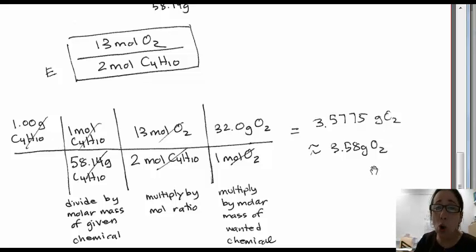So mass to mass will always follow the same steps. Hope this helps.